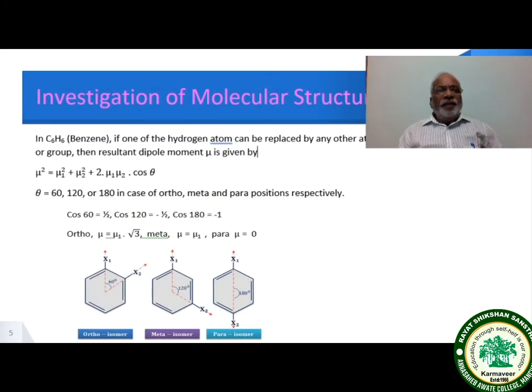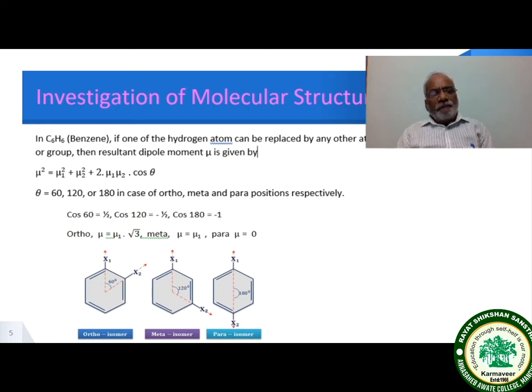Another example that we consider is benzene, and how the value of the resultant dipole moment is to be evaluated. The resultant dipole moment in such molecules will be given by mu squared is equal to mu1 squared plus mu2 squared plus 2 mu1 mu2 cos theta, where theta is the angle between the two groups present in the benzene ring. In the example given, one group is X1 and another group is X2.